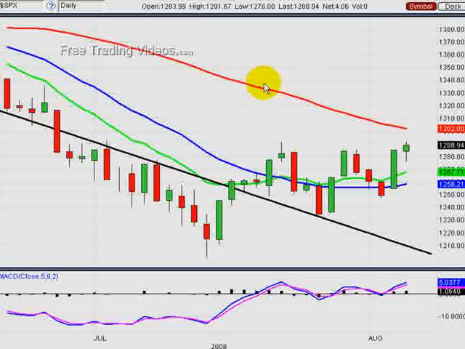Let's take a look at the S&P. We've got the daily chart here. We need to put some trend lines on here. To draw trend lines, what we need to do is find out what the swing highs and swing lows are. So what I have my clients do is this very simple procedure.